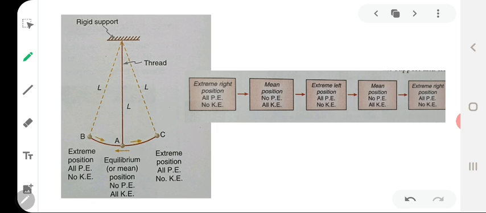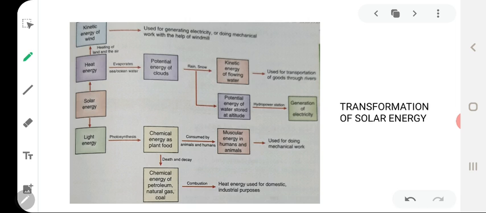You can see in the picture that at the extreme right position there is all potential energy and no kinetic energy. Coming to the mean position, no potential energy, all kinetic energy. Then to the extreme left position, all potential energy, no kinetic energy. Back to the mean position, no potential energy, all kinetic energy. Again to the extreme right position, all potential energy, no kinetic energy. In this manner, the swinging pendulum keeps on continuing until it comes to rest due to friction at the support or air resistance.